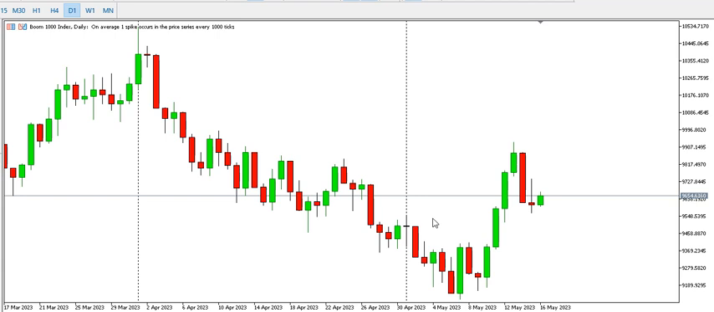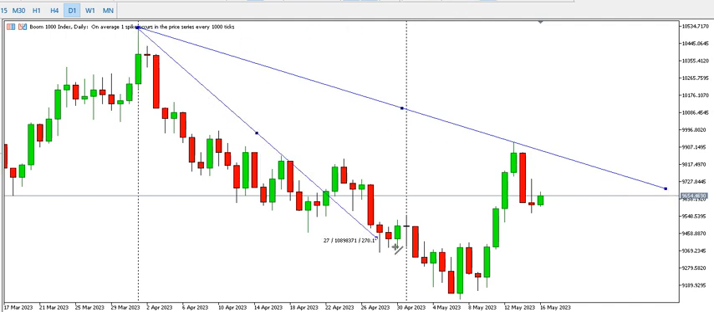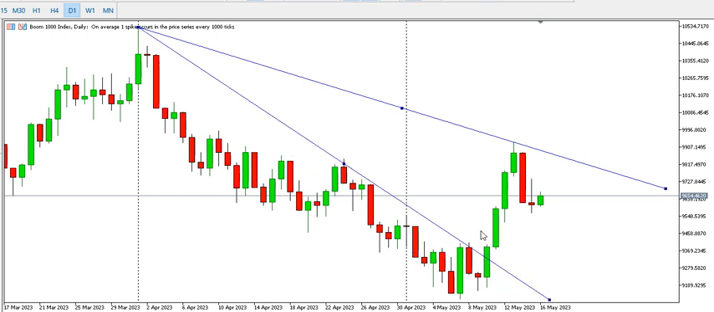Okay, I'm on boom 1000 index, daily time frame, and we can see that the price of boom 1000 has formed a bearish trend around here that got broken somewhere around this point. So price rose up and retraced, okay, and it's trying to go up. That is what we have on the daily time frame.